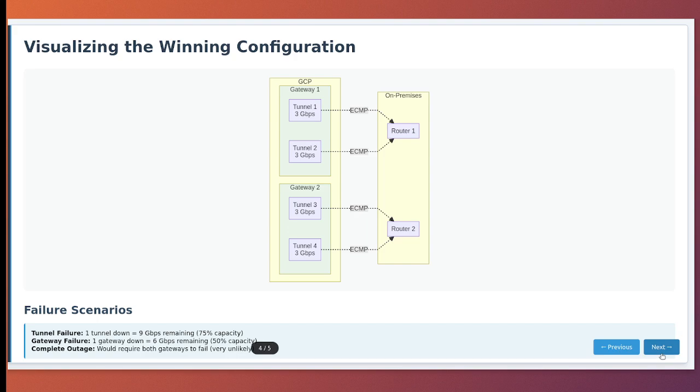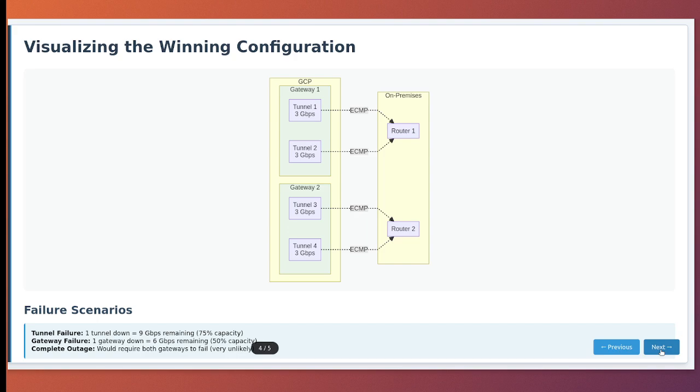When a tunnel fails, it is automatically removed from the routing table. This is handled by Cloud Router if you're using dynamic routing, or by your static routes. Traffic seamlessly redistributes across the remaining 3 tunnels. Your throughput drops to 9 gigabits per second, but there's no connectivity loss. The real advantage shows during gateway failures. If Gateway 1 completely fails, for example during maintenance or an outage, you lose its 2 tunnels, but Gateway 2's 2 tunnels continue operating. Your throughput drops to 6 gigabits per second, but again, no connectivity loss.